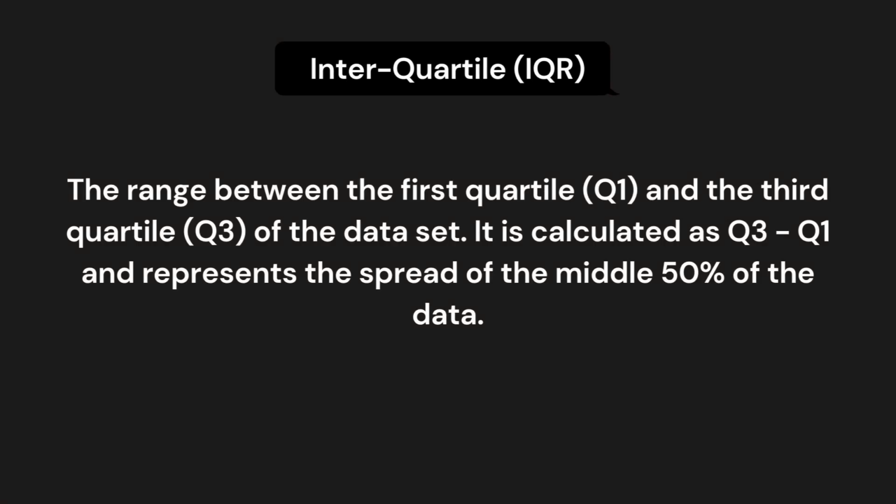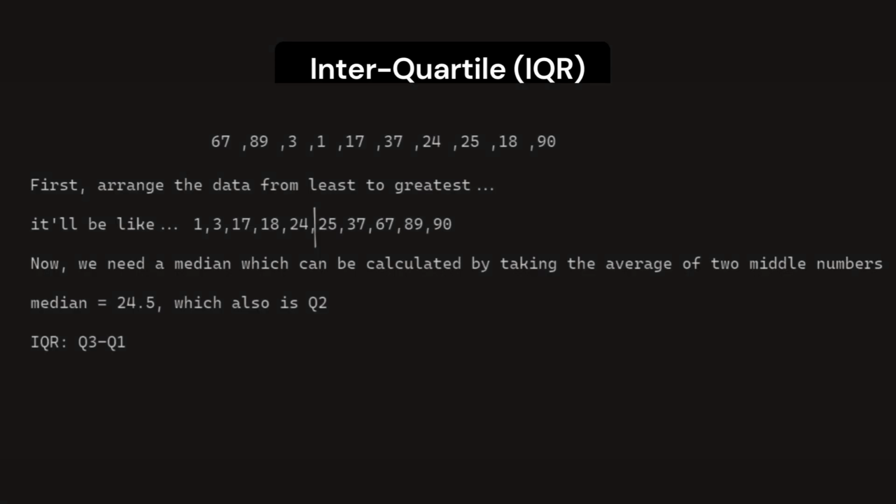Now the last one, which is the interquartile range. It is the range between the first quartile Q1 and the third quartile Q3 of the data set. It is calculated as Q3 minus Q1 and represents the spread of the middle 50% of the data. Let me clear this up with an example. Again, we have taken the same example for your convenience.